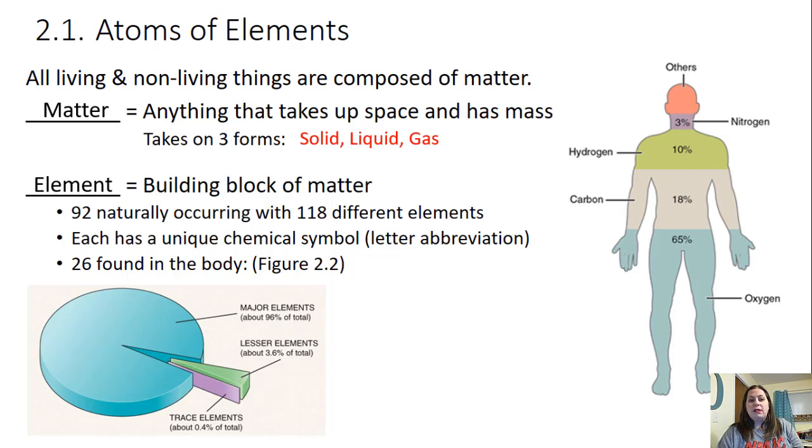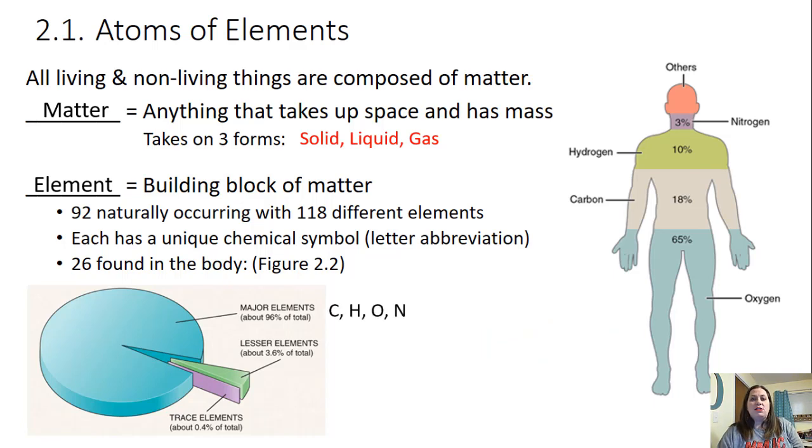Now the major elements are shown here in this pie chart, and they're a huge percentage of the elements needed for us. However, there are some lesser elements and some trace elements which are also important. Over here you can also see 65% of your body is oxygen, 18 is carbon, 10 is hydrogen, 3 is nitrogen, and then the rest of the other types of elements.